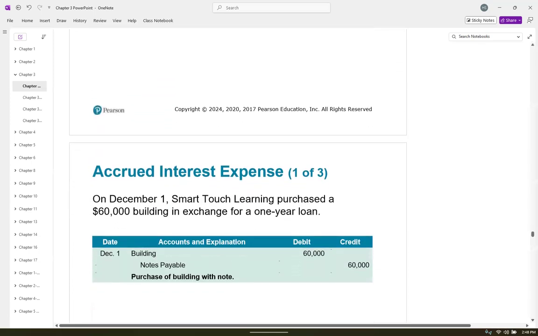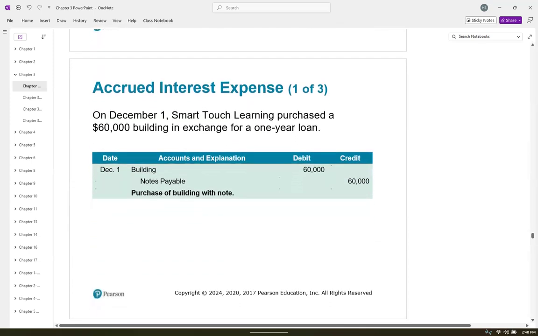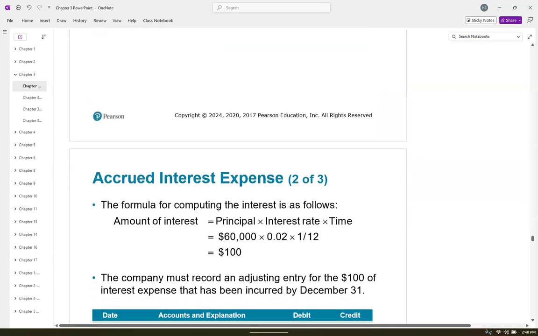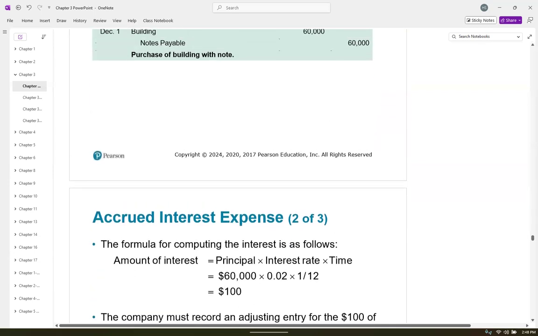All right, let's look at accrued interest expenses. On December 1st, Smart Touch Learning purchased a $60,000 building in exchange for a 1-year loan. This is the original entry, not the adjusting entry yet. Then they said the formula to compute the interest is as follows. This is simple interest, y'all. We won't get to compounding interest until we get to financial management.